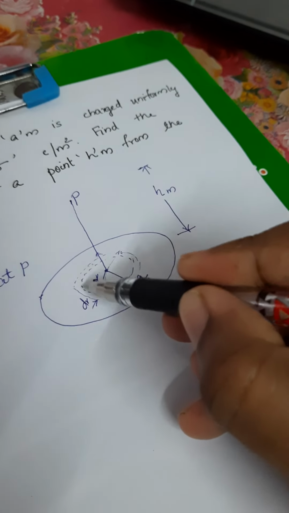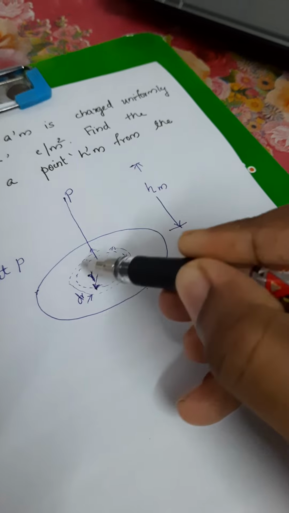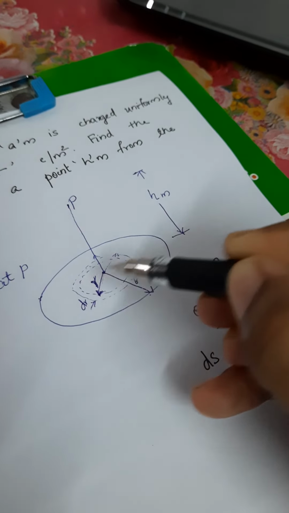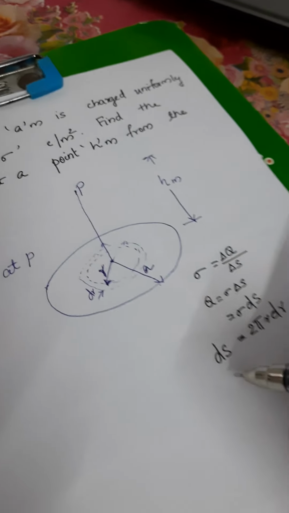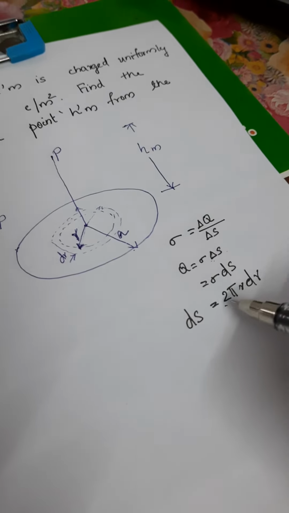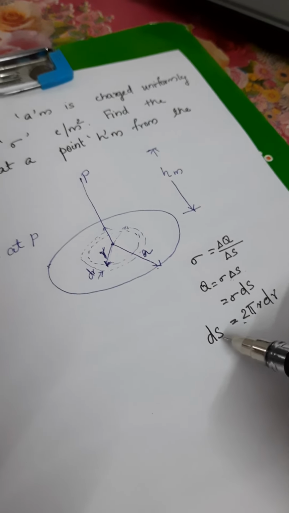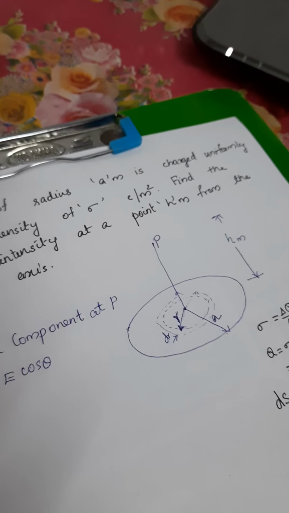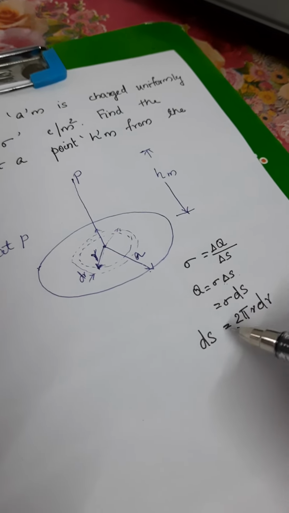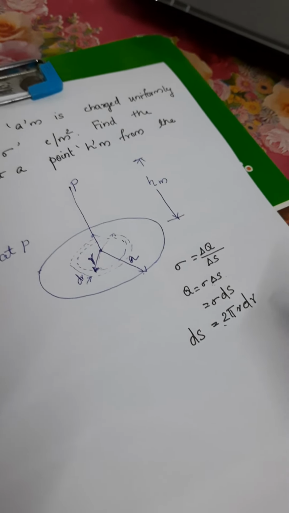So if we consider the whole ring, the total distance ds is the circular ring, the thickness is dr, and the radius is r. So ds will be equal to 2 pi r into dr. This 2 pi r is the perimeter, and that into the thickness dr is ds. So if we consider the total charge, Q will be equal to sigma into this ds, which is 2 pi r dr.